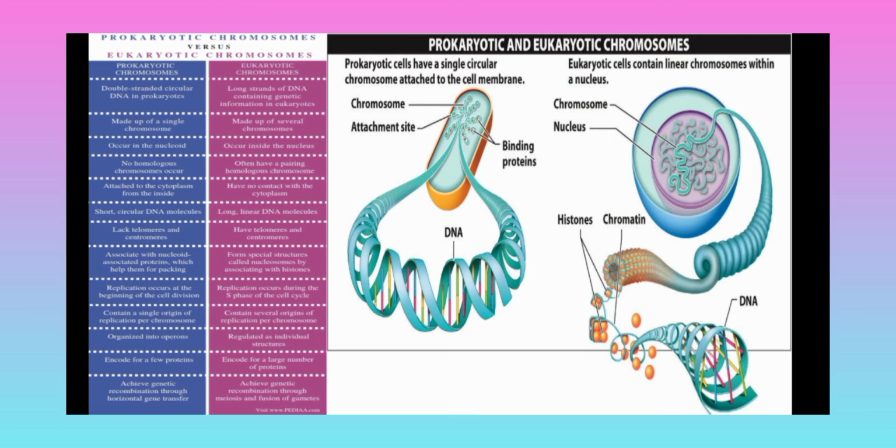When coming to the prokaryotic types, these are actually organized into operons, and these are the individual structures. So these are some of the differences, and these are the chromosomes and attachment sites, and these are the binding proteins. This is the DNA part. In eukaryotic chromosomes, this is the chromosome and these are the nucleus. From that is the strand. So these are the chromatins, histones, DNA.